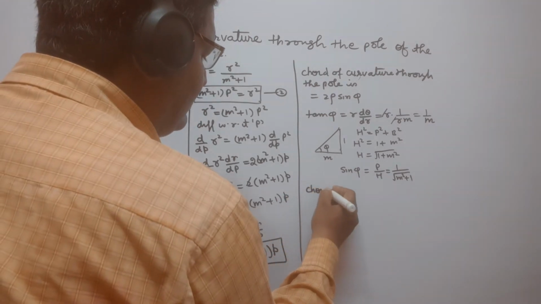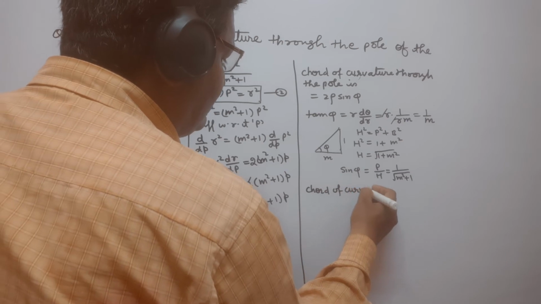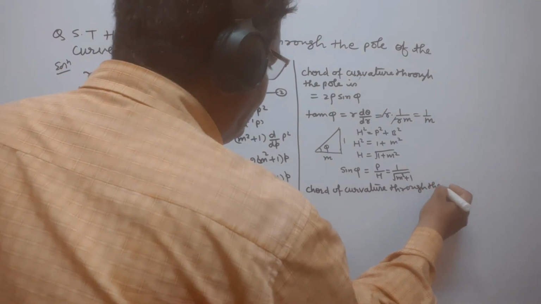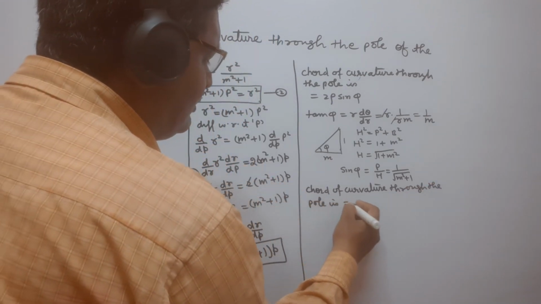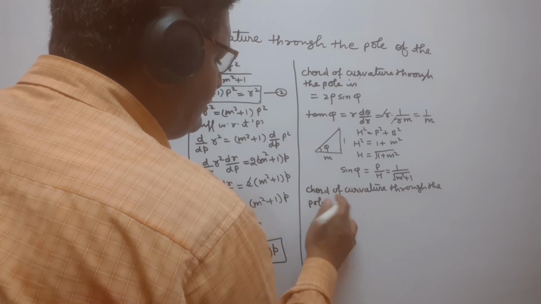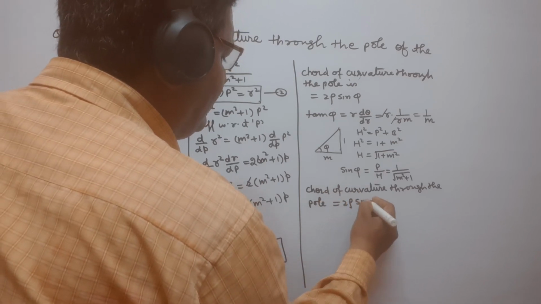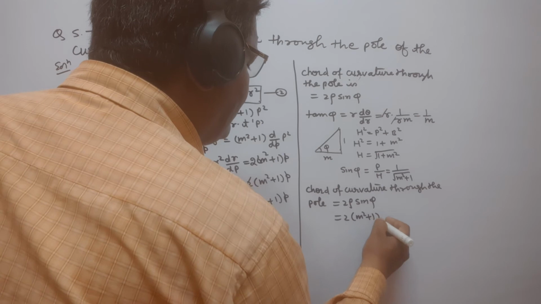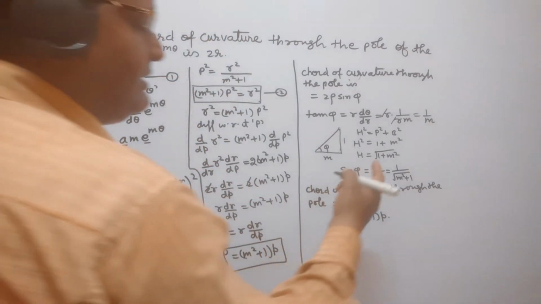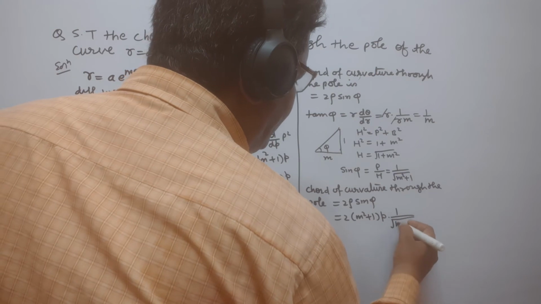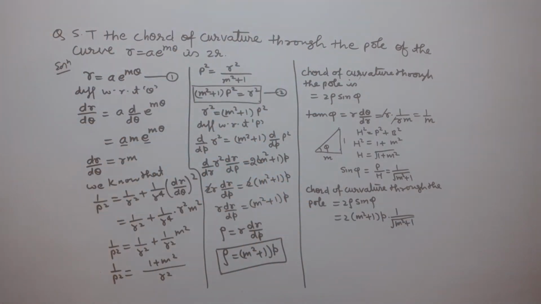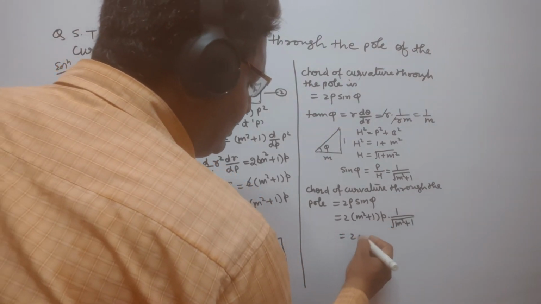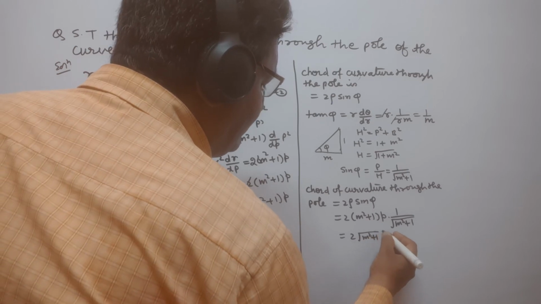So chord of curvature through the pole is equal to 2 rho sin phi. Now we put here value of rho, that is m square plus 1 multiplied by p, and sin phi, this is 1 upon under root m square plus 1. We can see here this under root m square plus 1 is cancelled by this. So we get here 2 root of m square plus 1 p.